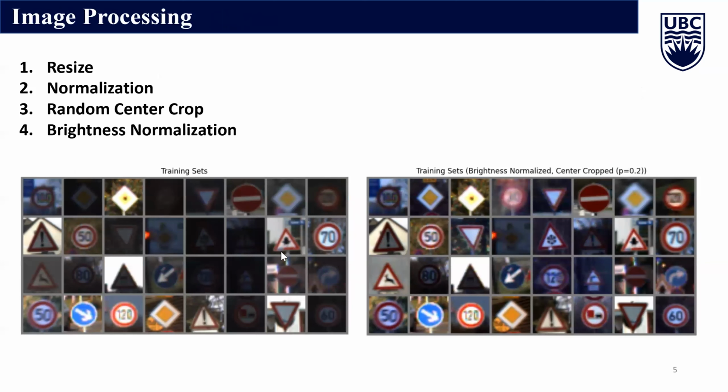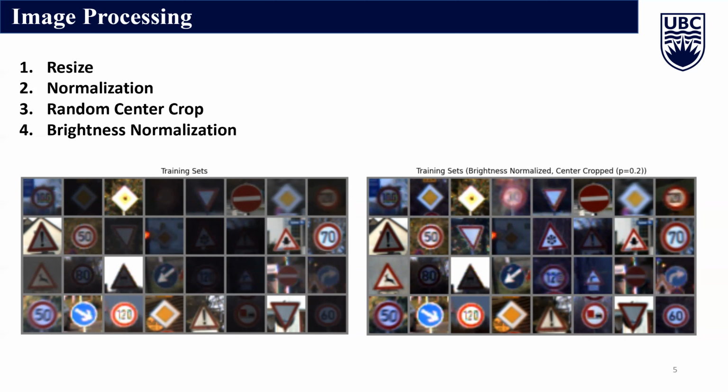And there are 4 steps for image preprocessing. The first step is resize. In our project, images are resized to 32 by 32 pixels using torchvision. The second step is normalization. We can normalize the pixel value range from 0 to 255 to the range of negative 0.5 to 0.5 using ToTensor and Normalize to accelerate the training process.